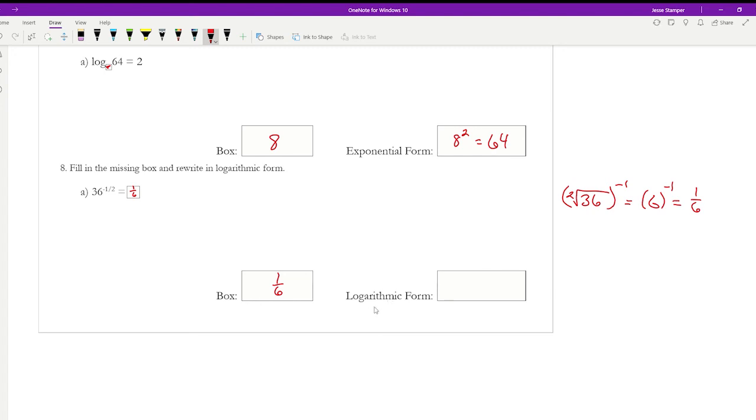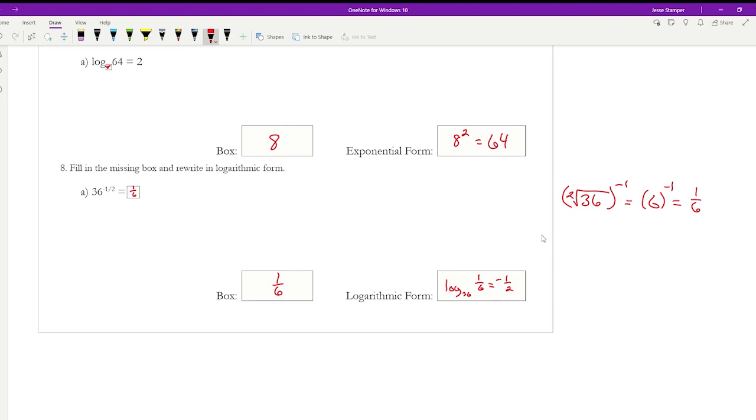But I asked you to also write it in logarithmic form. Logarithmic form says that I have to write log, and whatever the base of this statement is, I have to write as the base of the log. Well, the base is 36. So we're going to write 36. The answer is 1/6, and the exponent is negative 1/2. And that's the answer for number 8.